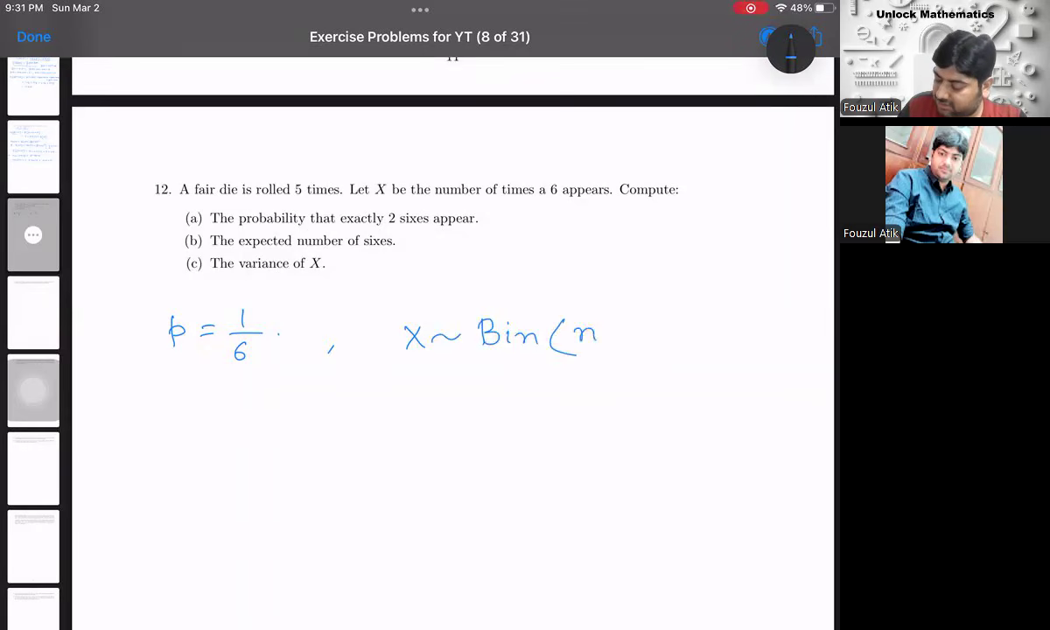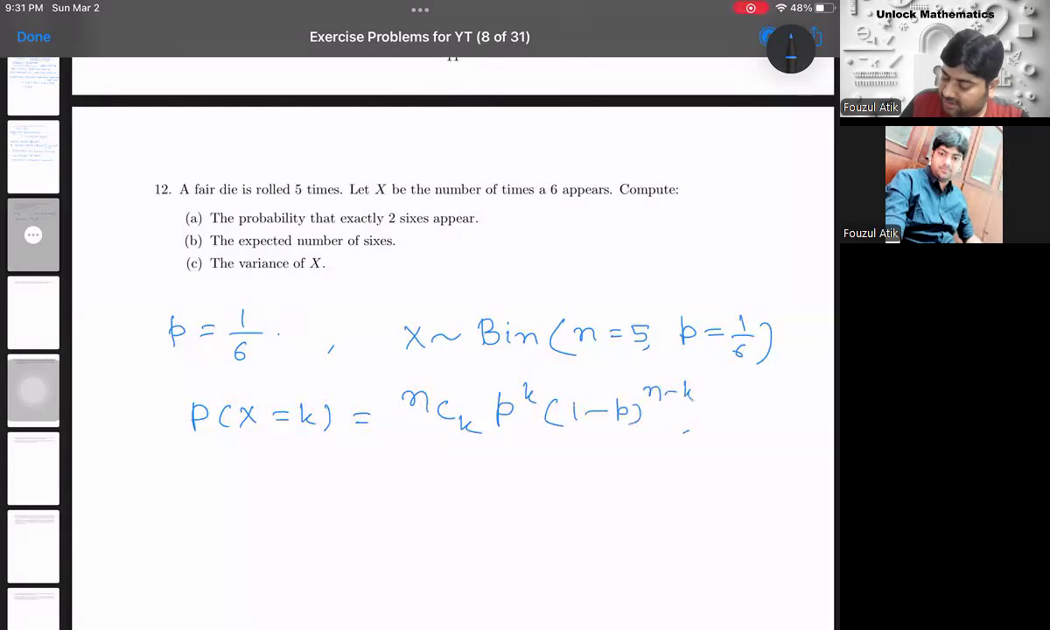n is equal to 5 and p is equal to 1 by 6. So x is a binomial random variable. Now we all know its probability mass function. What is the probability mass function of the binomial random variable? P of x equal to k is equal to nCk p to the power k into 1 minus p whole to the power n minus k. And k takes the values 0, 1, 2 up to n.